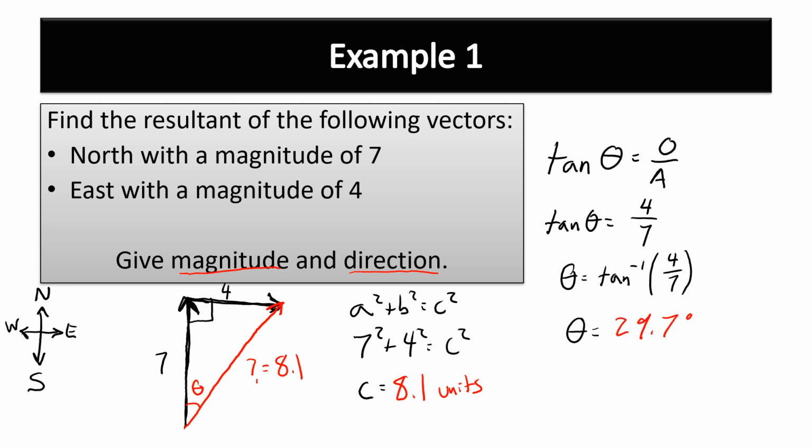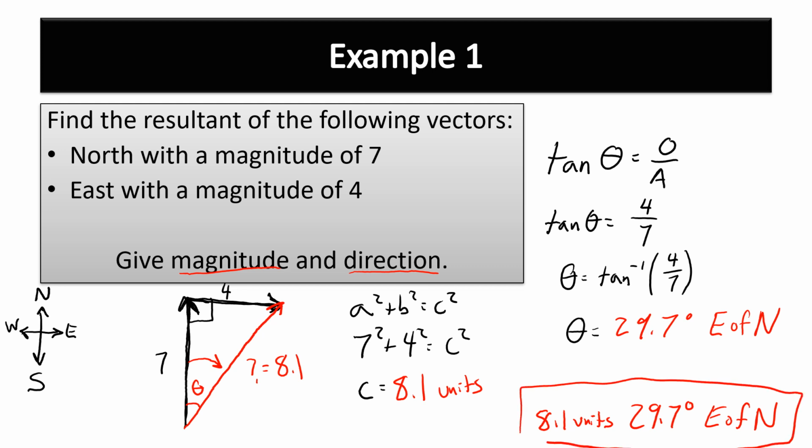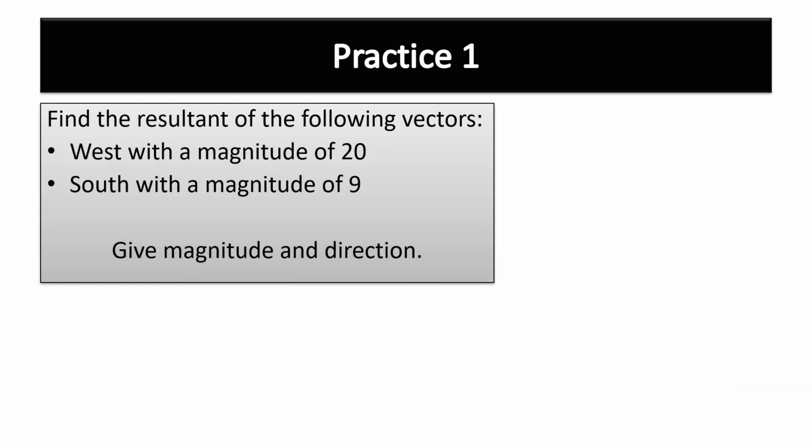So we will say the resultant of those two vectors is 8.1 units, 29.7 degrees east from north, or east of north. And if we wanted to write it in one line, it would look something like that. 8.1 units, 29.7 degrees east of north. It's getting a little long here, but we'll try this one.